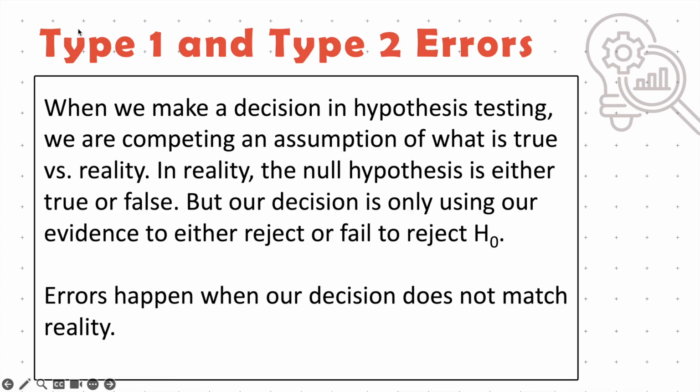All right, the last section here is about a type 1 and type 2 error. We did talk about this in Math 152, but let's review that for a moment. So when we are making a decision about a hypothesis test, we are comparing an assumption of what is true versus what reality is. So in reality, the null hypothesis is either true or false, but our decision is only using our evidence to either reject or fail to reject the null hypothesis. Errors do happen when our decision just does not match up with reality.